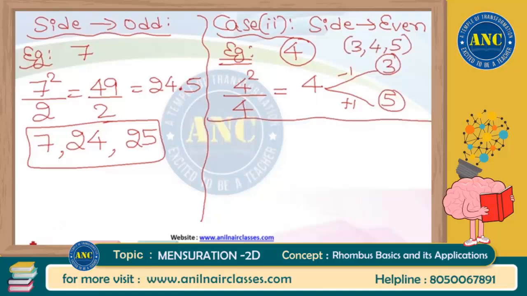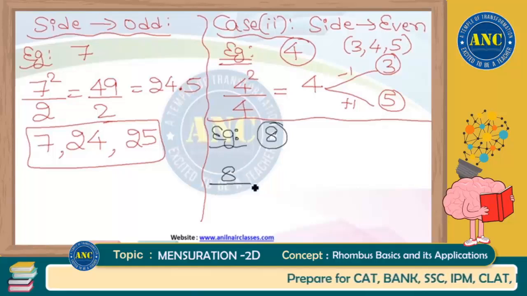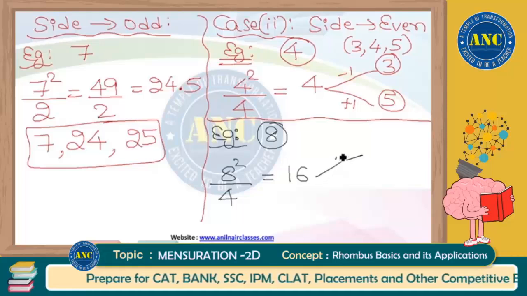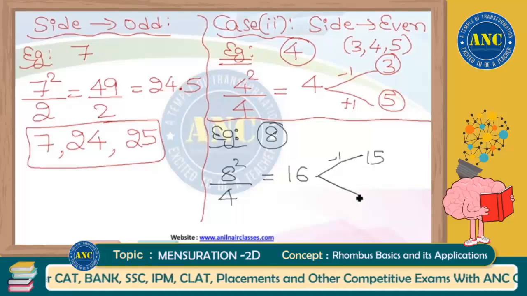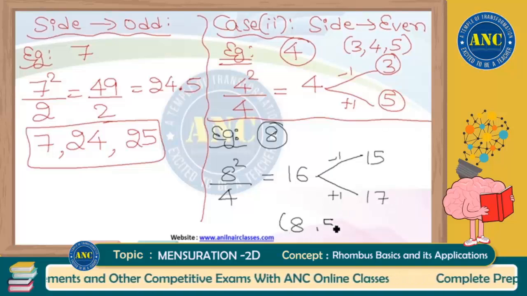Can you take one more example where the side is an even number? Definitely. Example number 2. Suppose I have one of the numbers in the Pythagorean triplet as 8. 8 square divided by 4. 64 divided by 4 is 16. Subtract 1, it becomes 15. Add 1, it becomes 17. That means 8, 15, 17.